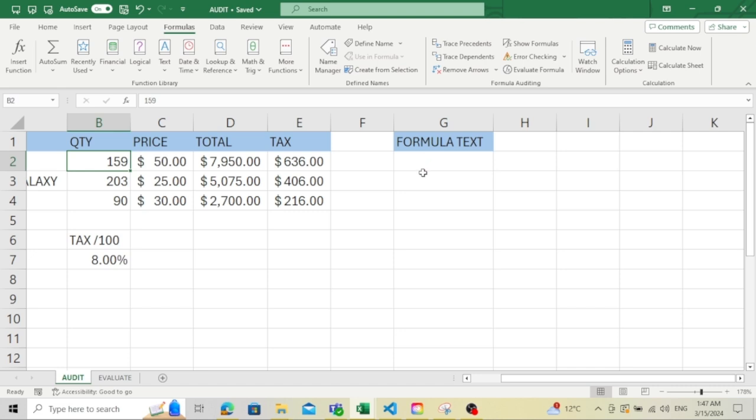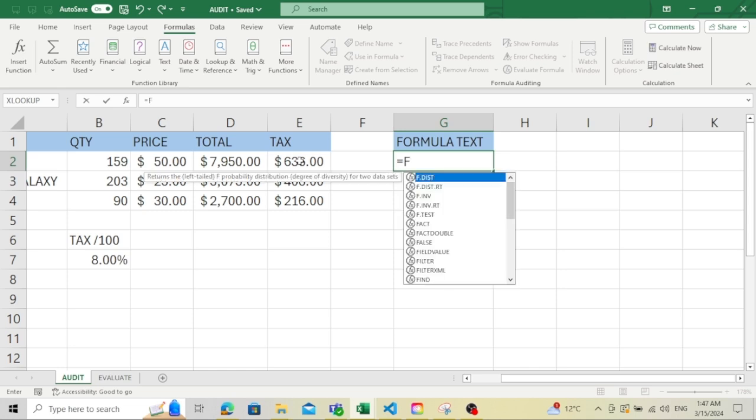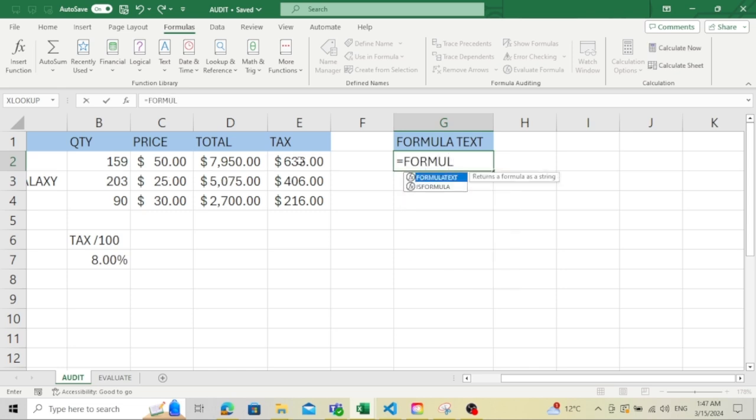And if you've forgotten and you want to show the formula that you used, you can click on equal sign, type formula text, open bracket, and select the cell E2, that is tax. Enter, and it tells us how the formula was gotten: an absolute cell of B7 by E2. That is how show formula text works.